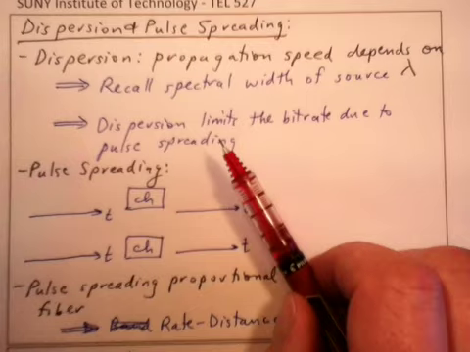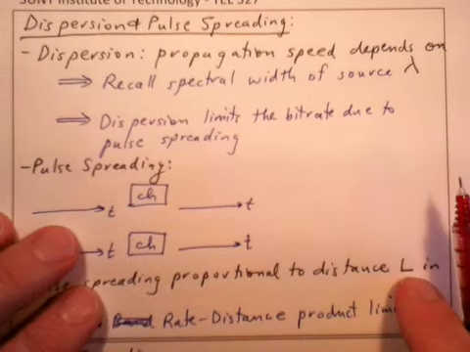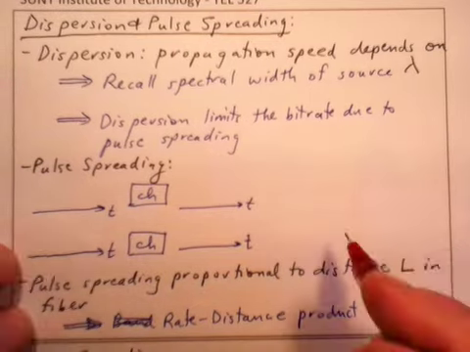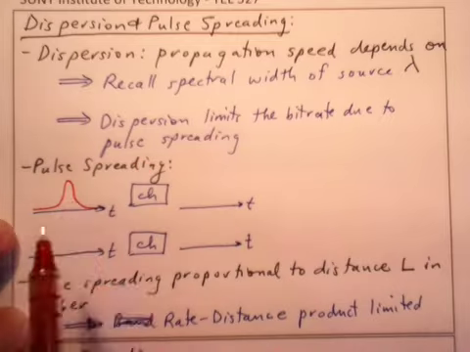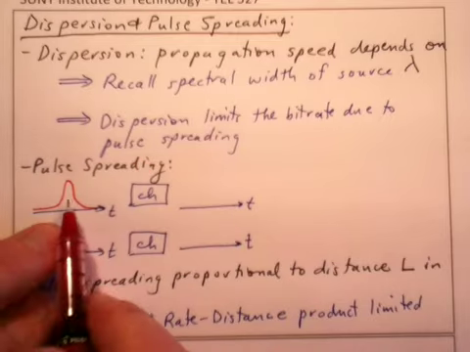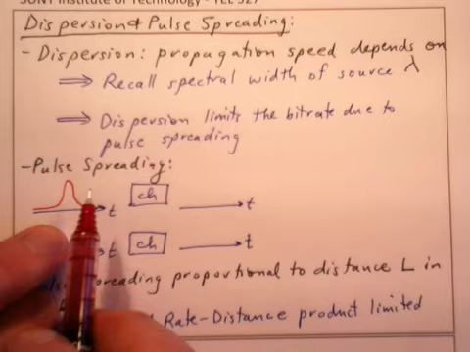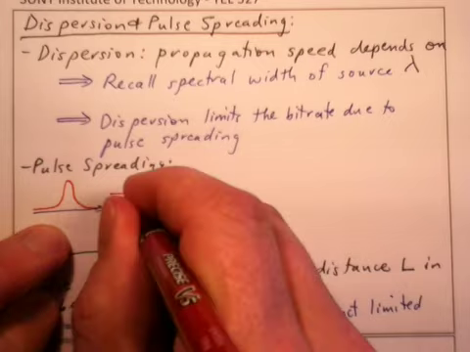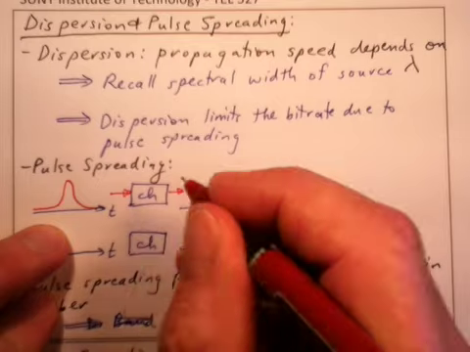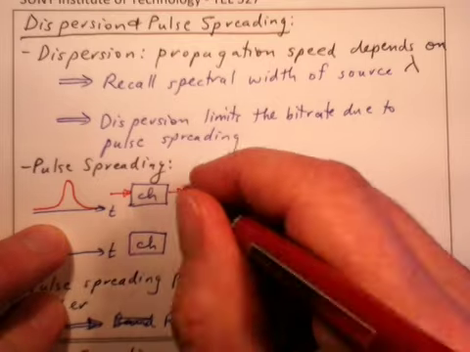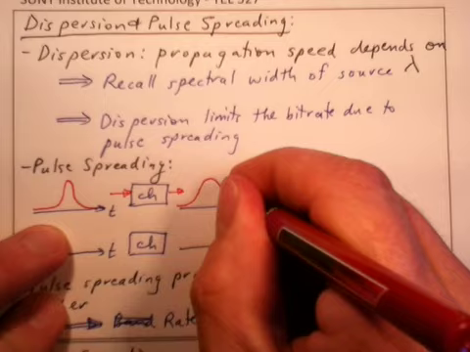We can picture pulse spreading very simply here in sort of a cartoon picture where we make a narrow pulse, maybe representing a 1 in a digital signal. We're going to put that pulse into our fiber, that's our channel, and out the other side is going to come that pulse, but that pulse has now been spread out in time.